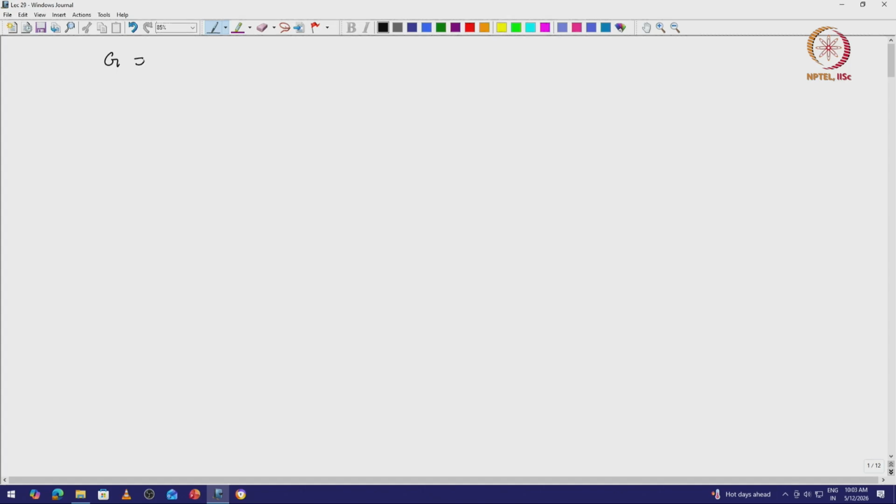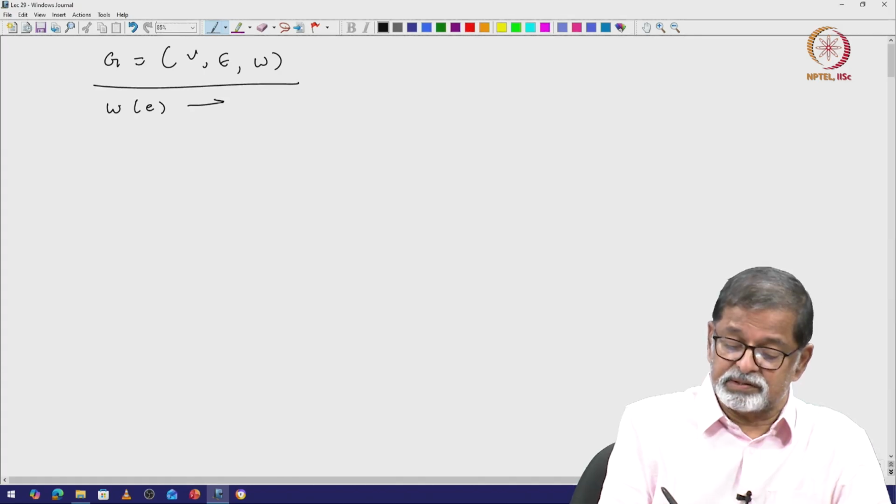Namaskara. We will continue our discussions on the algorithms for minimum spanning tree based on the greedy approach. We will first make a quick recap of what we have done so far so that it sets the tone for our further discussions. You are given a graph G which has a vertex set V, edge set E, and there is a weight function. The weight function associates for each edge a weight, which is a real number.